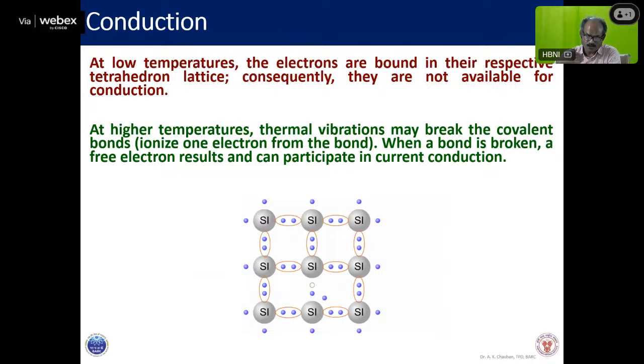However, as you increase the temperature, the thermal vibrations break the covalent bonds, and some of the electrons are ionized and become free, and because they become free, they can participate in current conduction. And therefore this is the reason why, when you increase the temperature, the conductivity of semiconductor materials increases.